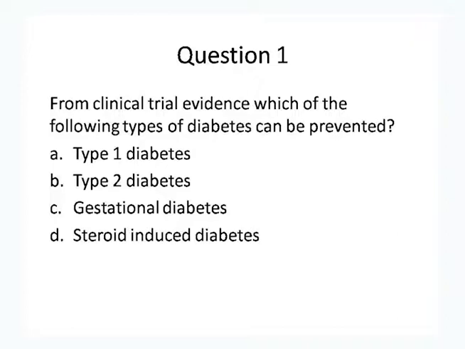Type 2. So we have trials of type 1 which have not shown any benefit. We haven't done any trials of preventing gestational diabetes. Actually, the only trial that has been done is one looking at preventing women who had gestational diabetes from going on to develop diabetes, and that was a very short study with a TZD done many years ago. We don't have trials of any other.